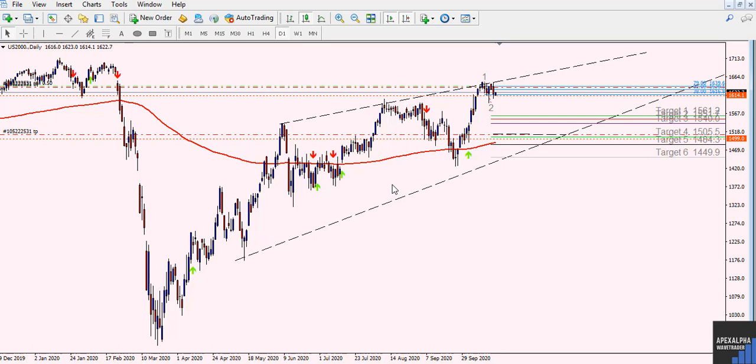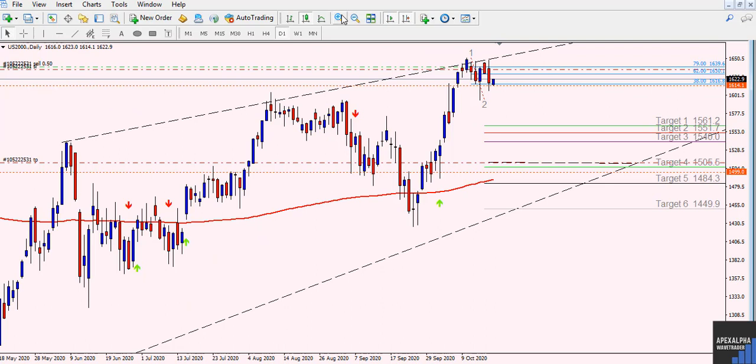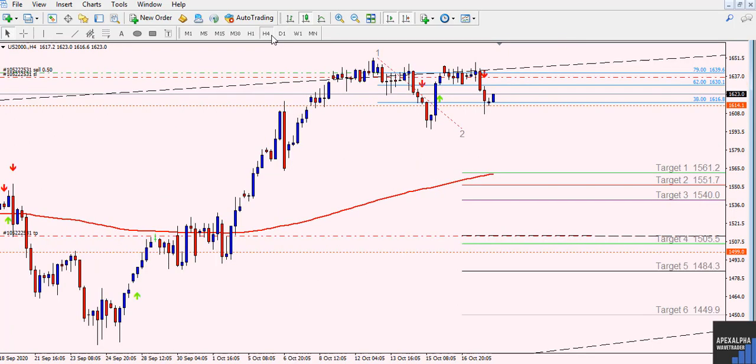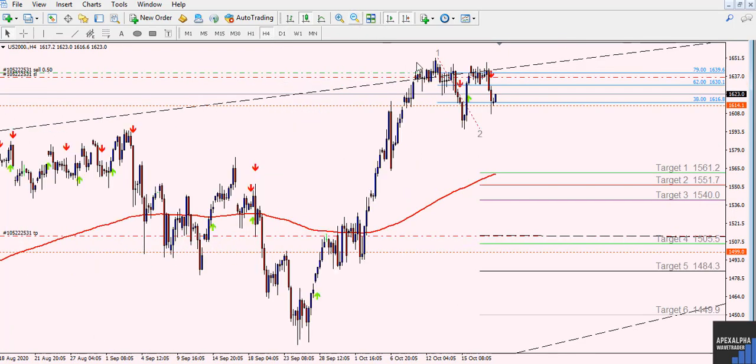So I'm on the US 2000 index right now, and you can see here on the daily time frame that I just, by drawing these two lines, created this ascending wedge situation. This has enabled me to see the action of price, and you can see I'm basing my entry on the area of resistance here. So if I go down to the 4-hour time frame, you can see what happened.